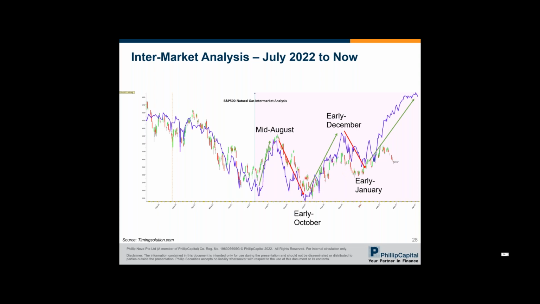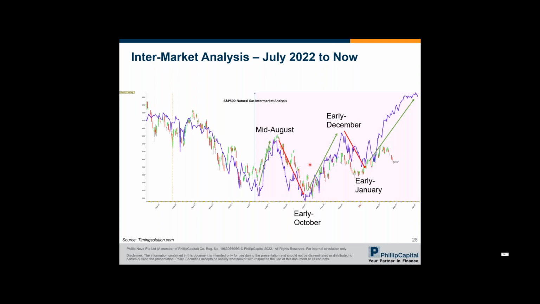And that's exactly the beauty of using inter-market analysis, right? We find two assets that are highly correlated, but one of them moves earlier. So it gives us warning. It gets us ready to get into the trade.